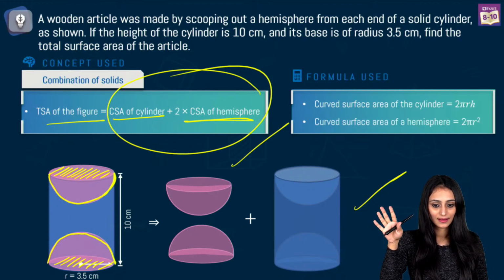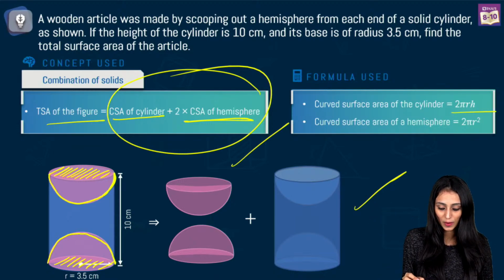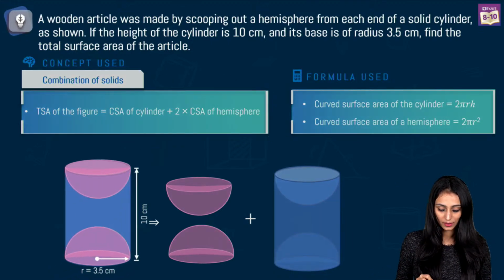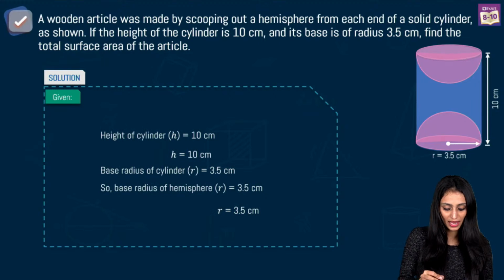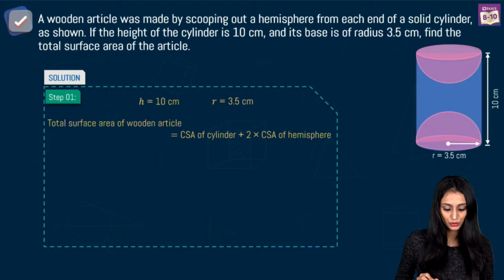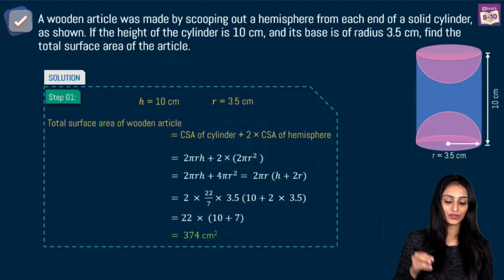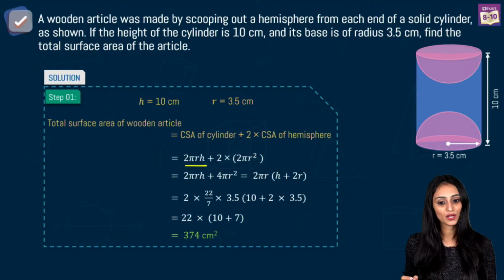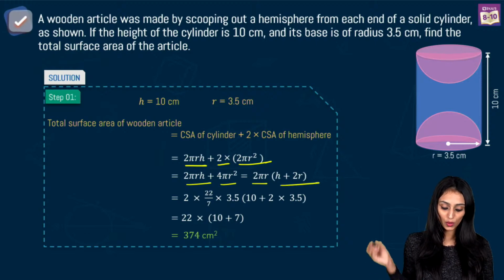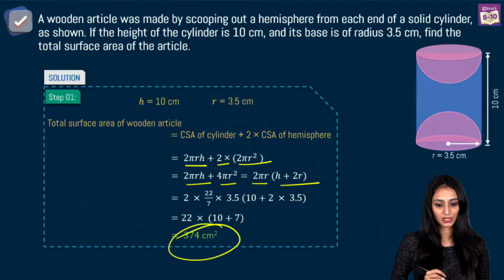Right, Astha, absolutely. So CSA of the cylinder is 2 pi r h, curved surface area of hemisphere is 2 pi r squared. Okay, now it's very simple. All we need to do is, we have the height, we have the radius also, right? We just have to use this formula and put everything here. So 2 pi r h is the curved surface area of cylinder, and that's plus 2 times 2 pi r square. So 2 pi r h plus 4 pi r square, take 2 pi r common, you have h plus 2r. Put all the values, you get 374 centimeters square.